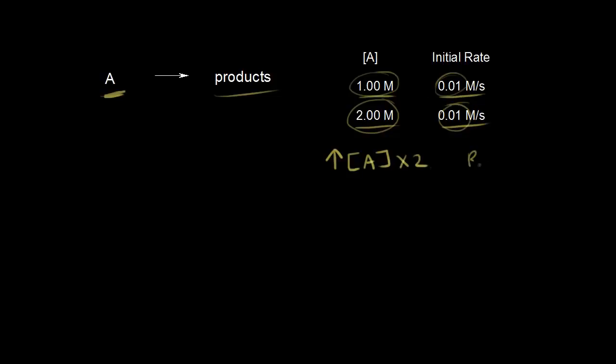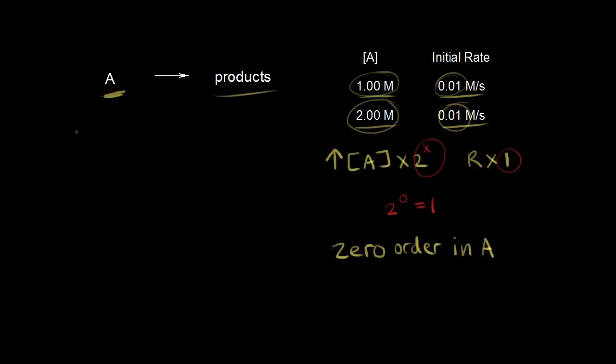So you could say the rate is the rate times 1 because it's the same rate. So 2 to what power x is equal to 1? Obviously, x would have to be equal to 0. 2 to the 0 power is equal to 1. Any number to the 0 power is equal to 1. So this reaction is zero order. It's zero order in A.